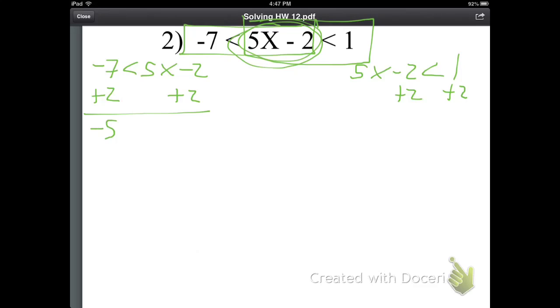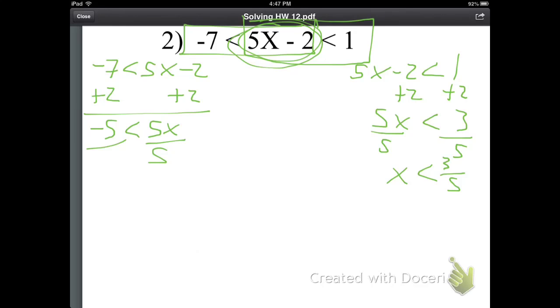So on the left side here, we've got negative 5 less than 5x. Right side, we've got 1 plus 2, which is 3. And you've got 5x. And now you just have to divide by that 5 to get x by itself. And since you do it on the right side, you do it on the left. So you divide by that 5. And now you've got negative 1 less than x. So you've got negative 1 is less than x.